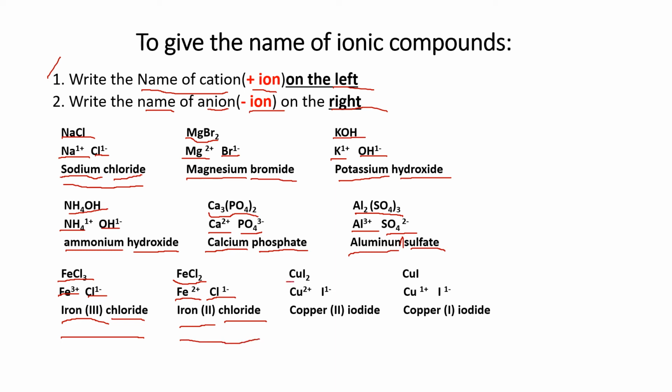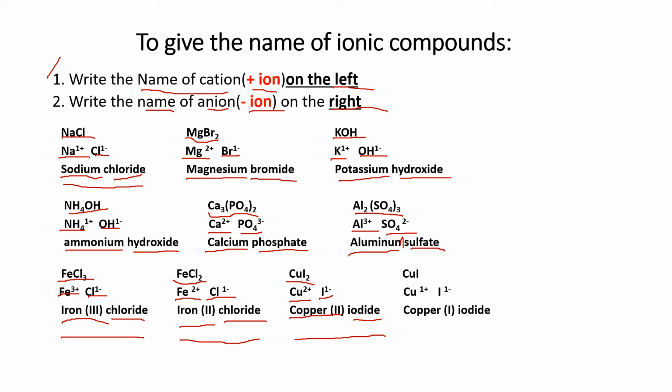Next we have CuI2. The symbol is Cu2 positive for the cation and I1 negative for the anion. The name of this cation is copper 2 and the name of the anion is iodide. So the full name is copper 2 iodide.